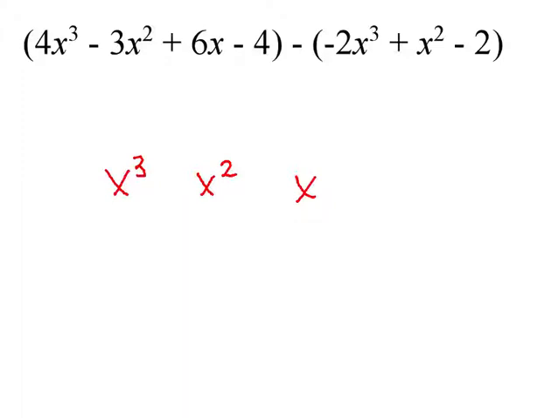So what did you get your coefficient of x cubed to be? 6. Good. What's your coefficient of x squared? Negative 4. What's your coefficient of x? 6. What's your constant? Negative 2. There you go.